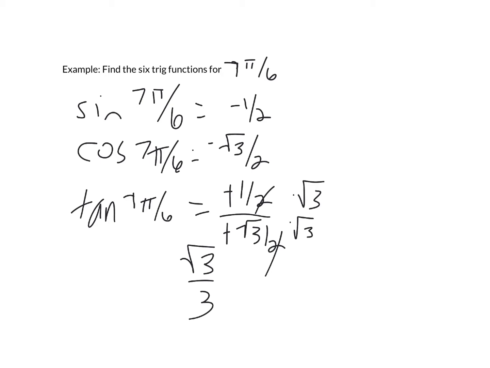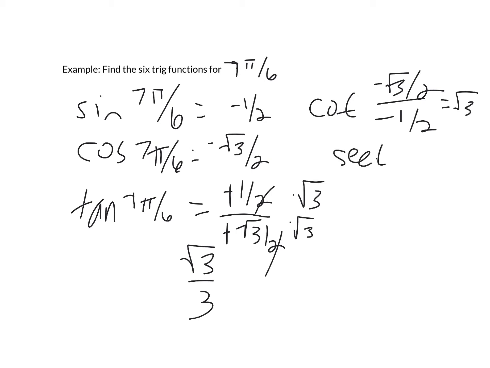Next, let's do cotangent. Cotangent will be negative root 3 over 2 divided by negative 1/2. 2's cancel, negatives become positive, you're going to get root 3. Comes out nice. Secant t. Secant is the reciprocal of cosine, so we know cosine is negative root 3 over 2, so it'll be negative 2 over root 3. Rationalize, please. And that's going to be negative 2 root 3 over 3.